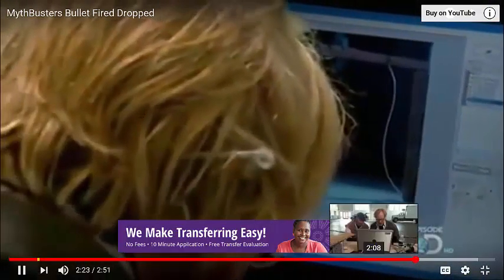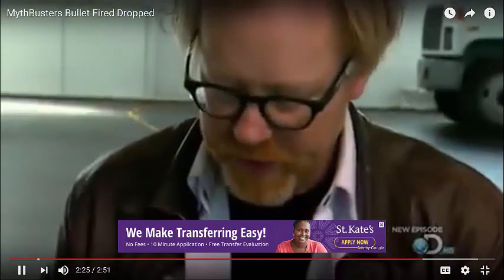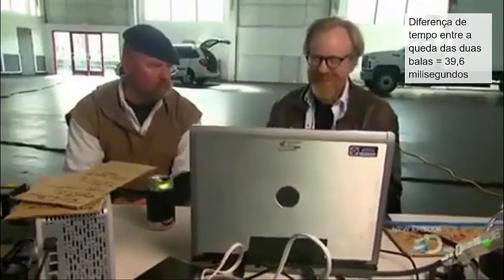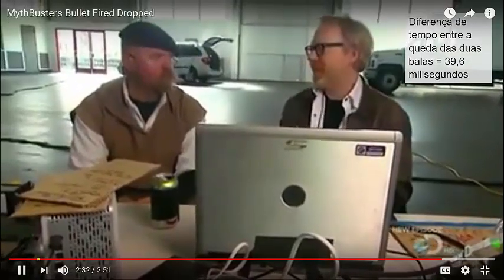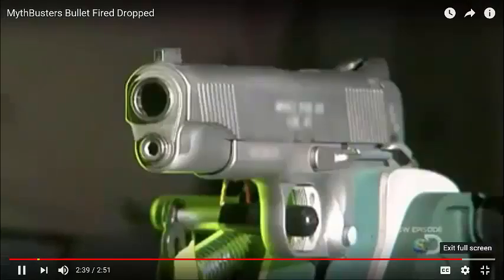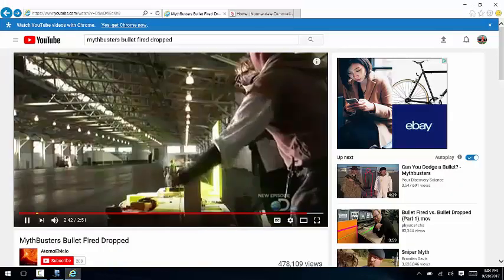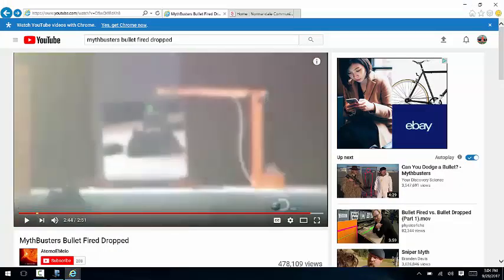3677 minus 3915 equals 238, divided by 6. Dude, the difference is 39.6 milliseconds. Which means it's less than the human eye can make out. I would guess that the error they get is just from the alignment of the gun. You know, like when it's going that fast, any little problem with the alignment makes a huge difference, I think. I'm going to do that calculation too when we do it.